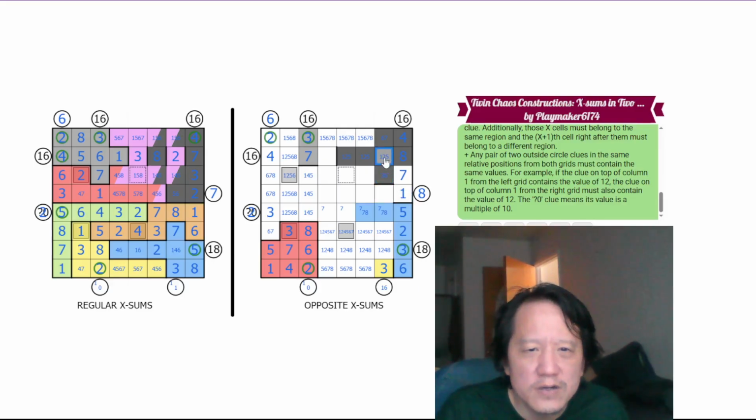No 7 here. 3 eliminates 3 here, so this is 6. That's 7. Cannot be 5 here.